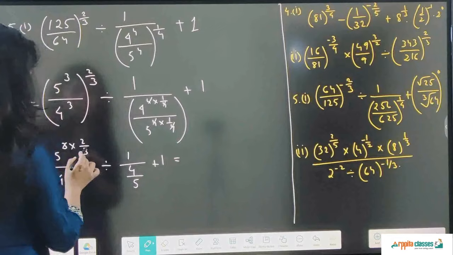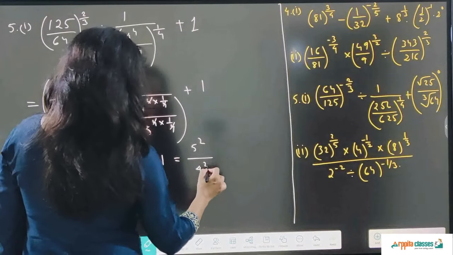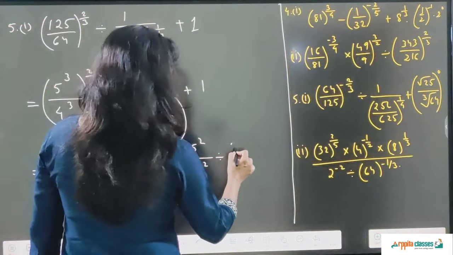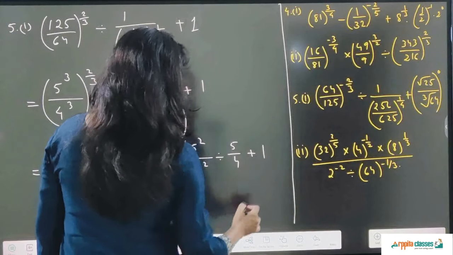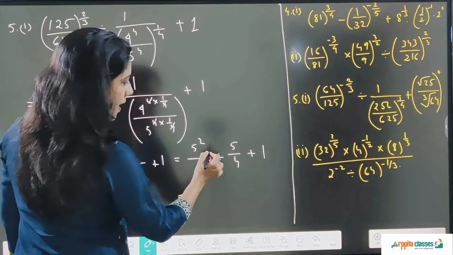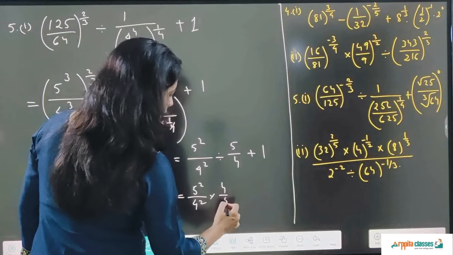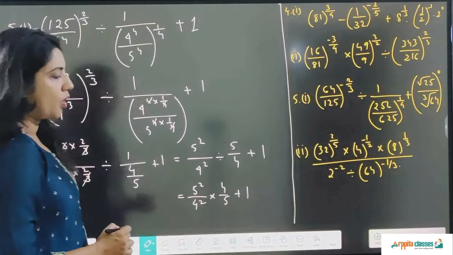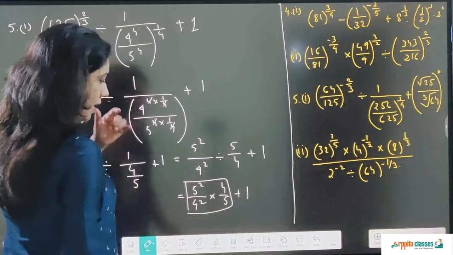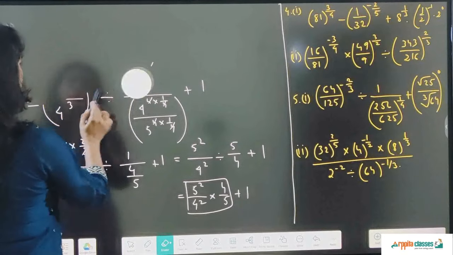Now in the next step, this 3 gets cancelled, so it's 5 square upon 4 square divided by, now here 1 upon 4 by 5 means it is 5 upon 4, so I write 5 upon 4 plus 1. Now first I'll remove the division sign, I'll make it 4 upon 5 plus 1. So as per the BODMAS rule, first we do the multiplication. So first I'll do this part and then I will add 1 to it. Now just erase the first part so that I can do it here.